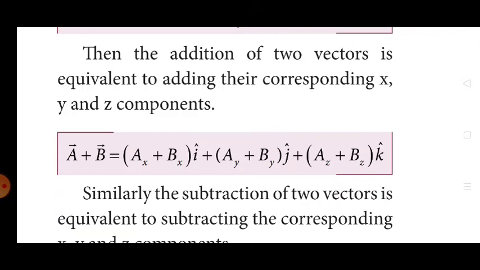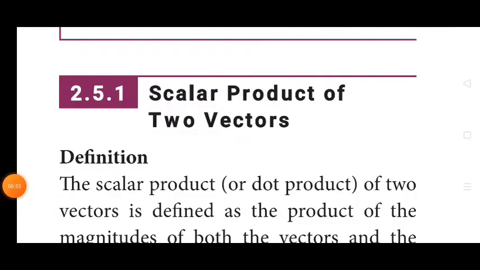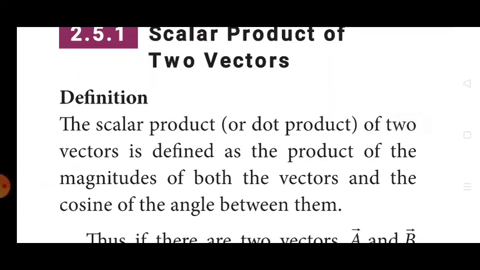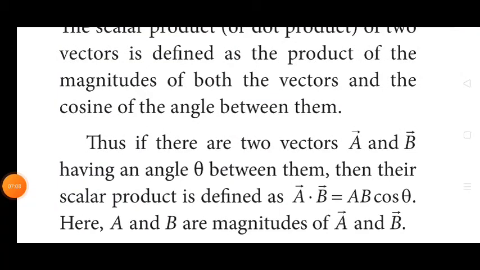Scalar product of two vectors, see the definition. Scalar product of two vectors is defined as the product of the magnitudes of both vectors and the cosine of the angle between them. So a vector dot b vector is equal to ab cos theta.